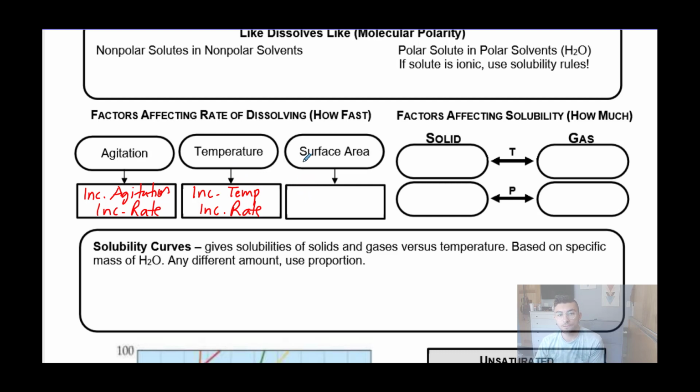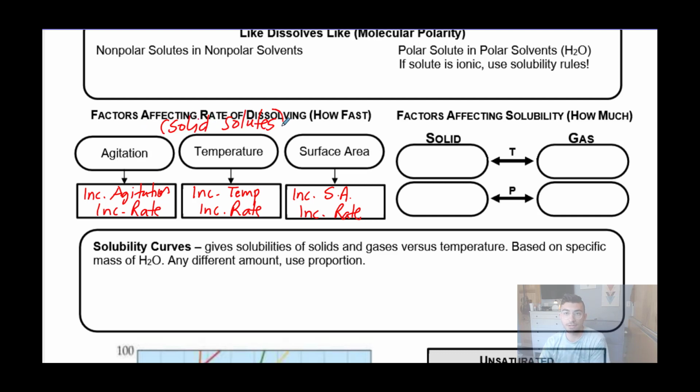And then surface area, if we increase the surface area, meaning increase the number of exposed faces. So imagine taking a sugar cube and crushing it. So now I have granulated sugar, right? Granules instead of just a solid cube. Now I have exposed more solute particles to collide with solvent, and that increases the rate of dissolution as well. Now a note here, all of these really only work for solid solutes.